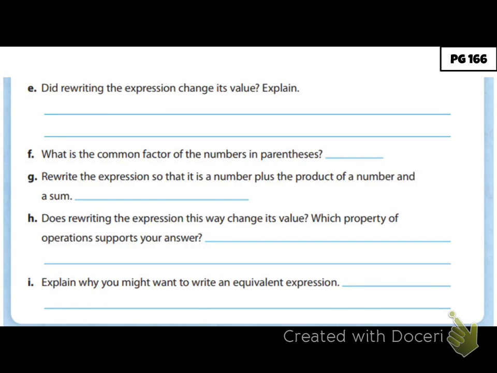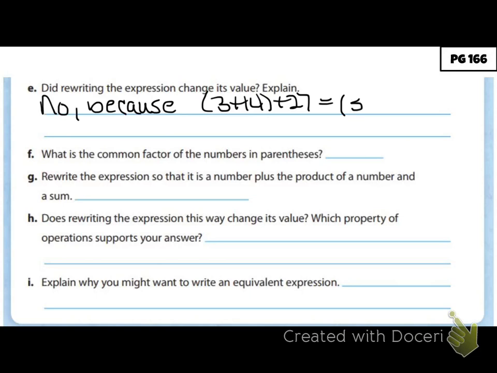E, did rewriting the expression change its value? Explain. Just like up above. No, it did not, because our original expression, 3 plus 14 plus 27, is still equal to our second expression, 3 plus 27 plus 14. They equal the same thing. The order does not change the value.